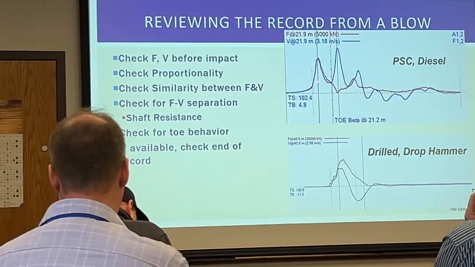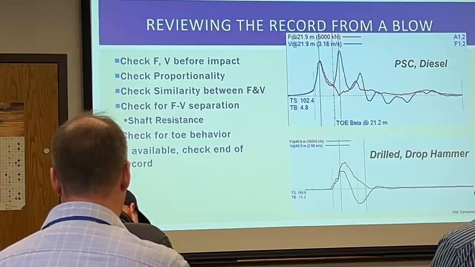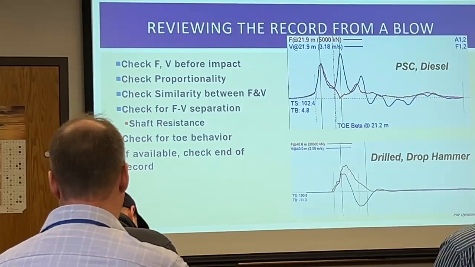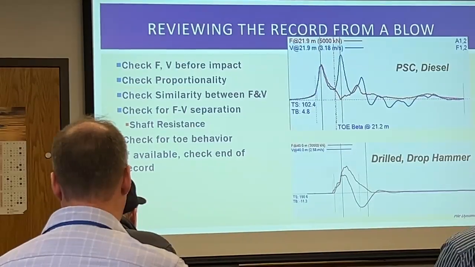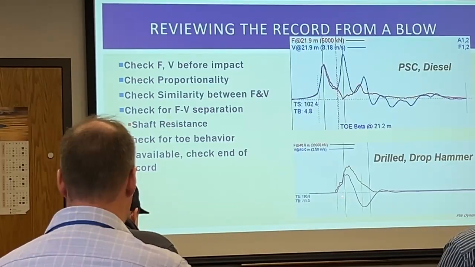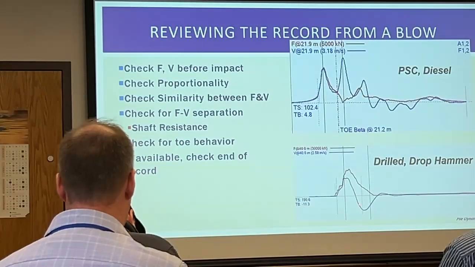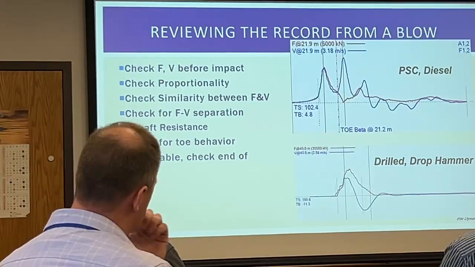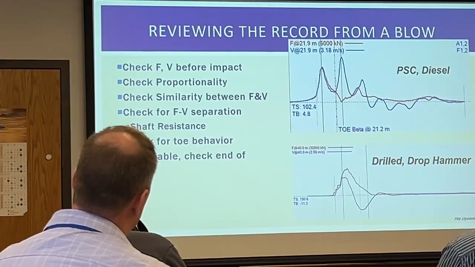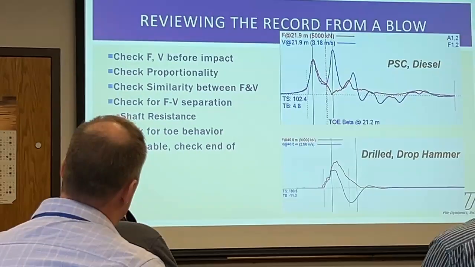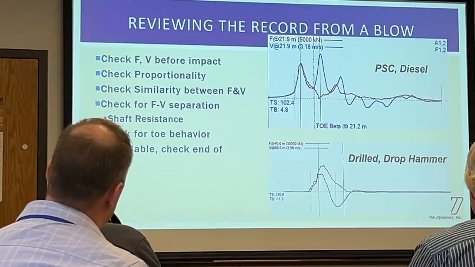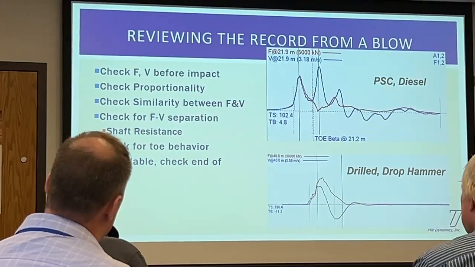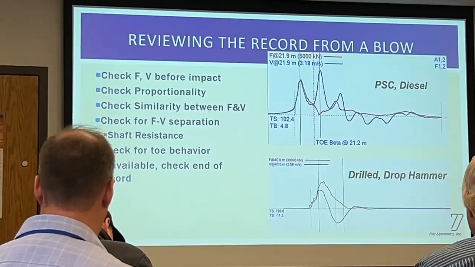Again, checking for separation between force and velocity. Not a lot of shaft resistance here. A lot of separation between force and velocity on this drill shaft on the bottom. In fact, we have a velocity that drops negative prior to the reflection from the toe coming in. And when we do that, a negative velocity means the pile is moving in what direction? Up or down? Up. So it's starting to rebound even before we're getting information back from the toe.